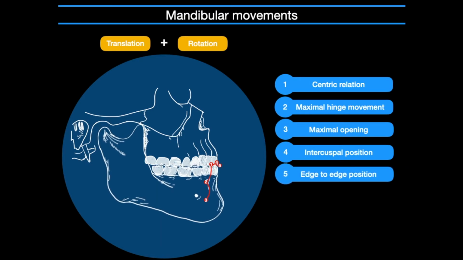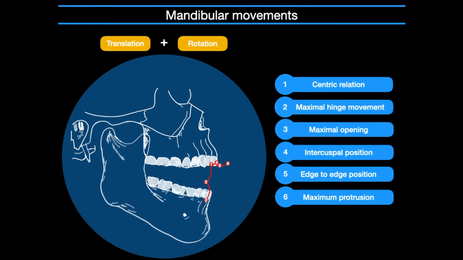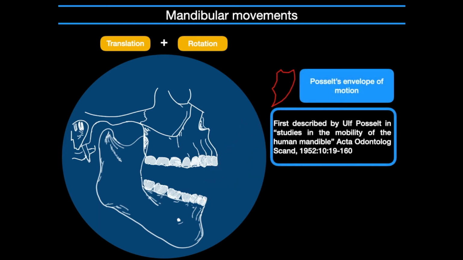If the mandible slides a bit further, it reaches the edge-to-edge position, when the incisal edges of the upper and lower incisors are in contact. Then, if the mandible moves even further, it will reach the maximum protrusion position. Then, if the mandible is opened from the maximum protrusion position, it traces an arc, as the one represented from point 6 to point 3. The diagram traced by the mandible while moving is called Posselt envelope of motion, as it was first described by Dr. Ulf Posselt in his iconic study Studies in the Mobility of the Human Mandible, published in Acta Odontologica Scandinavica in 1952.